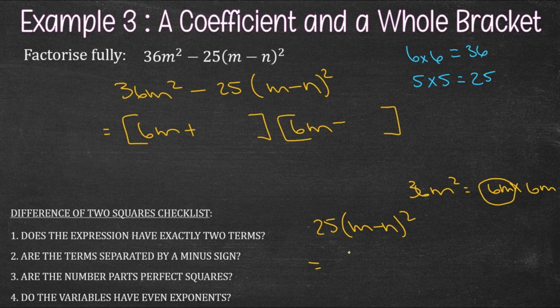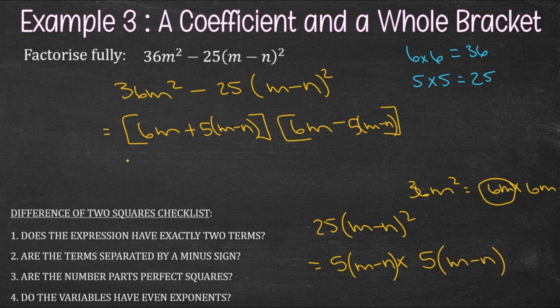Now this 25, we know it is 5 multiplied by 5. Now this m minus n all squared is like a package. So that means it will be m minus n for this, and for this m minus n. So I take my 5 multiplied by m minus n and I put it inside both brackets. Now let's simplify each bracket.